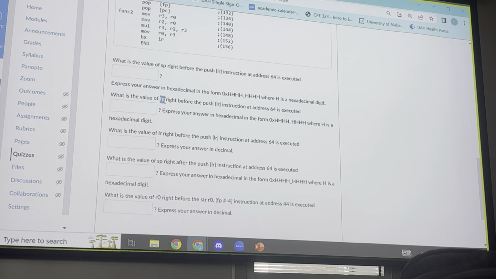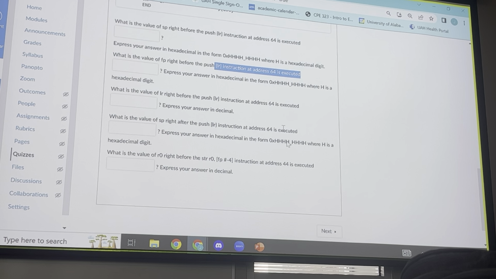What's the value of FP right before the push location at address 64? Look, all of these are asking for 64. You don't actually have to go through all this. This is right after the push LR. So, again, you need to know what push does, because this implies SP changes when you push.